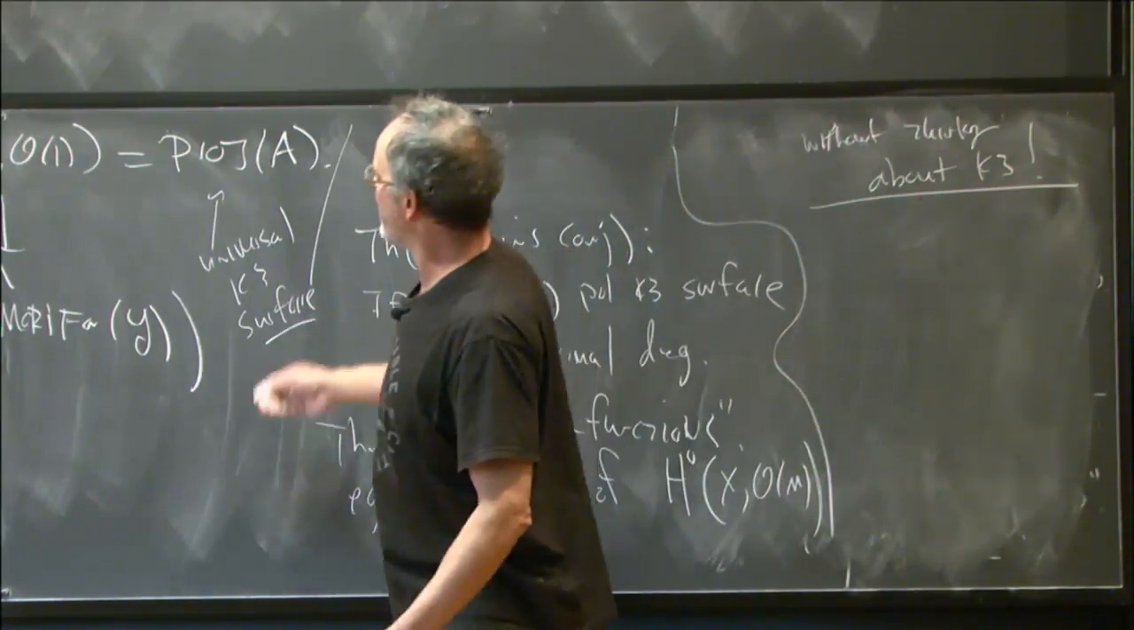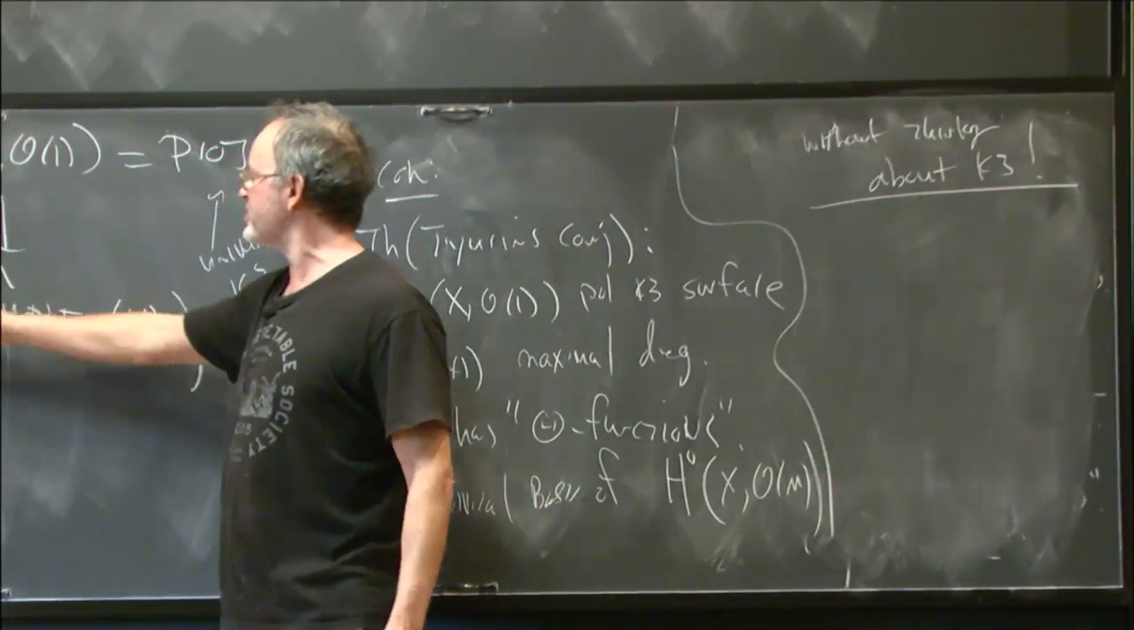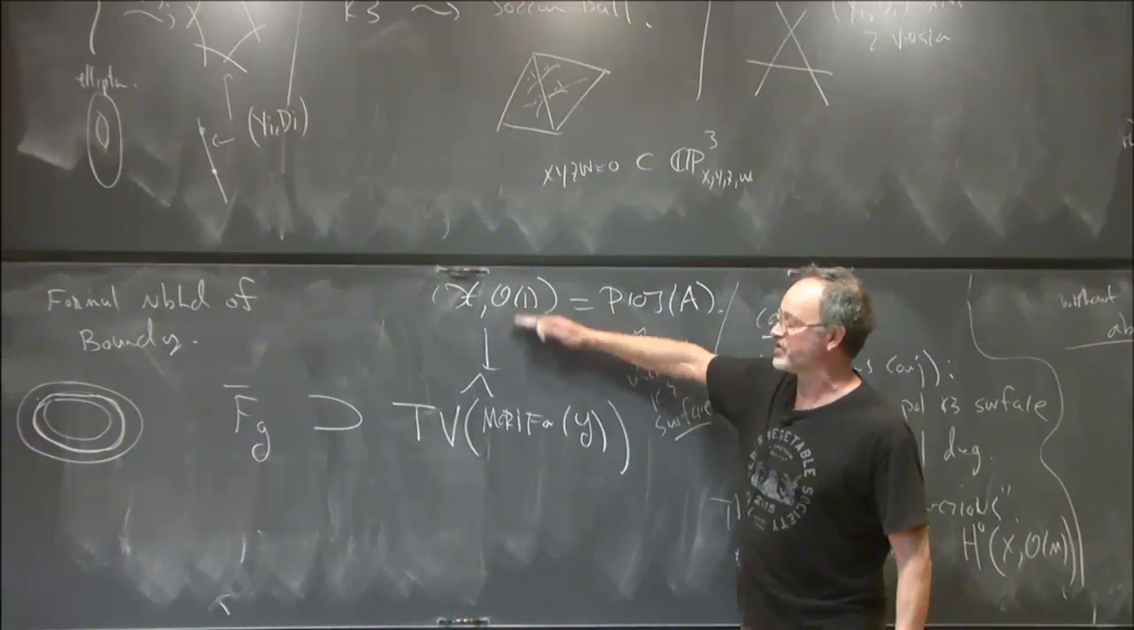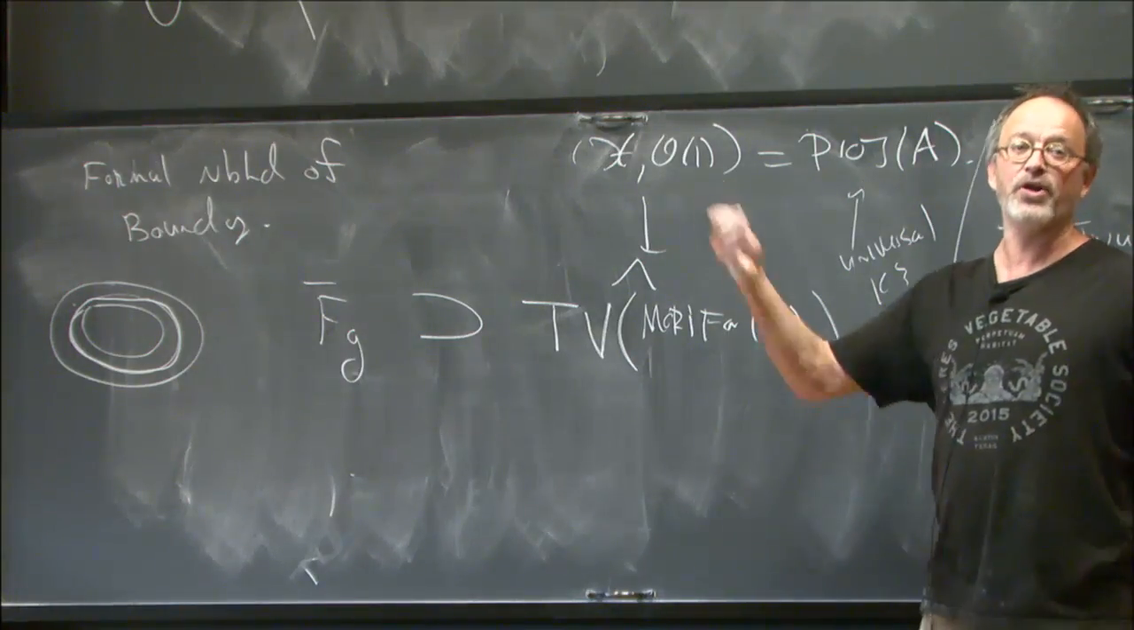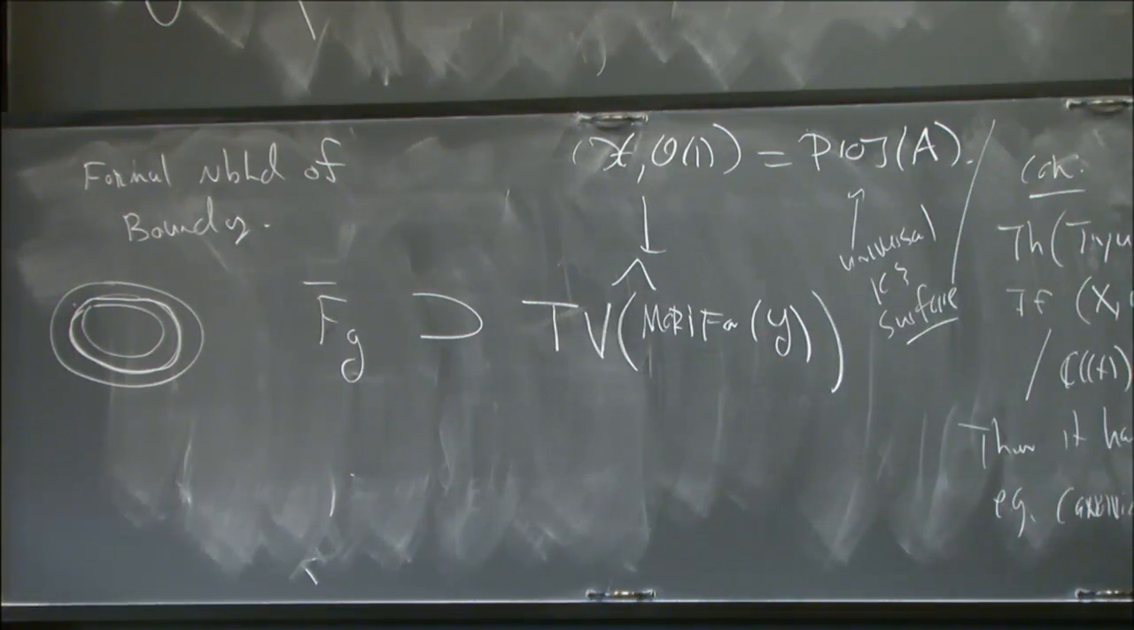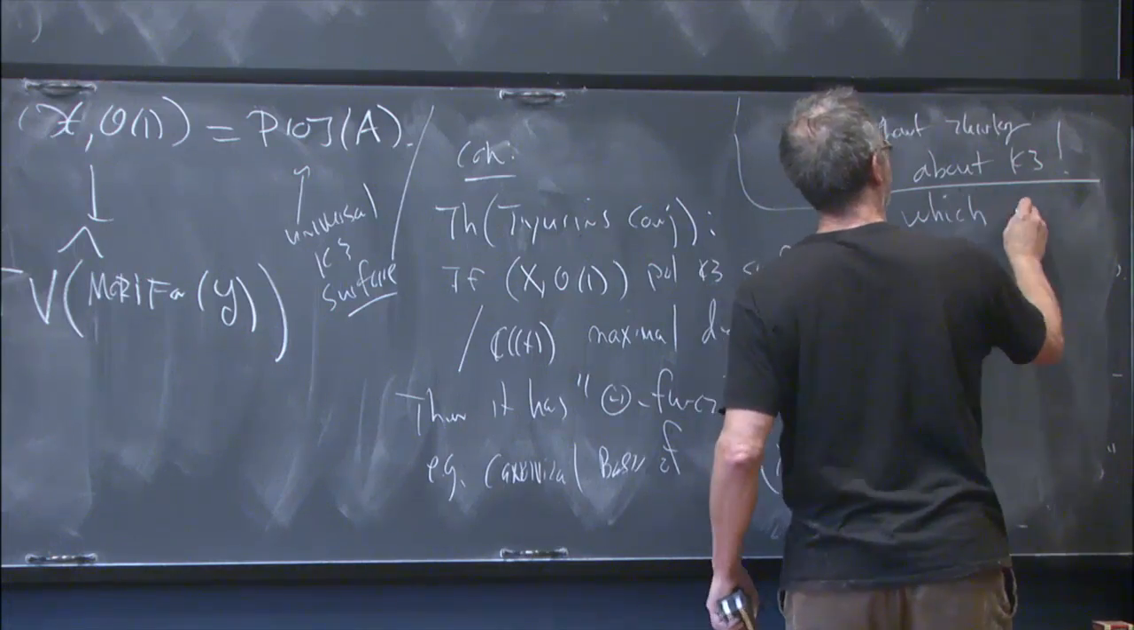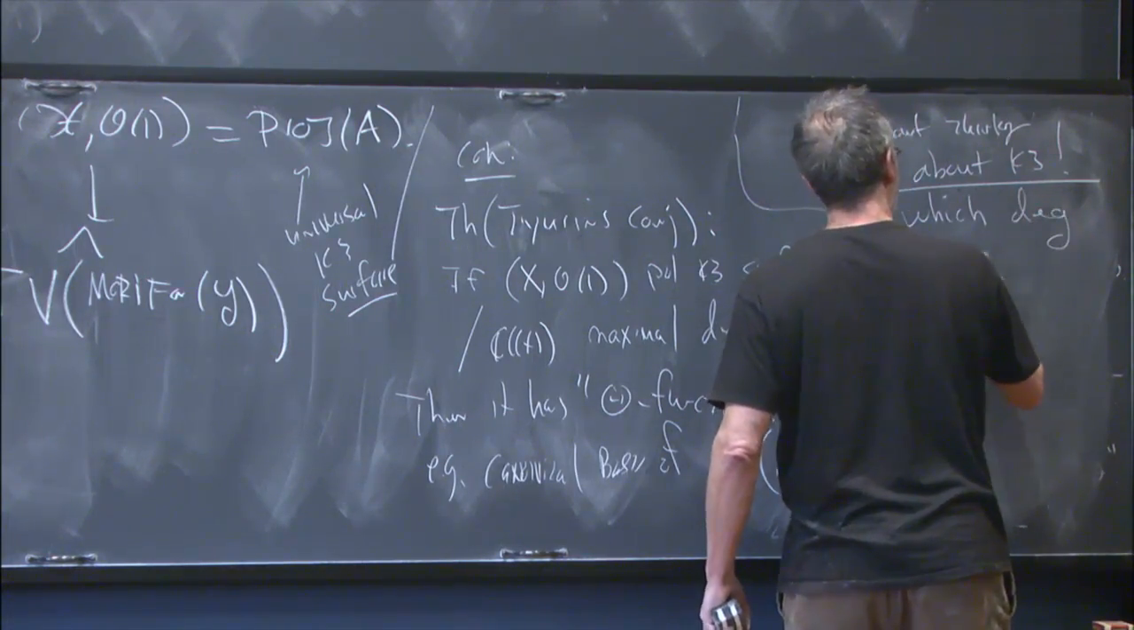So you can ask, all right, I had all these K3s. I compactified the moduli space. Now I've got a bunch of singular K3s on the boundary. You can say, what are these singular K3s? Which sort of degenerate K3s occur?